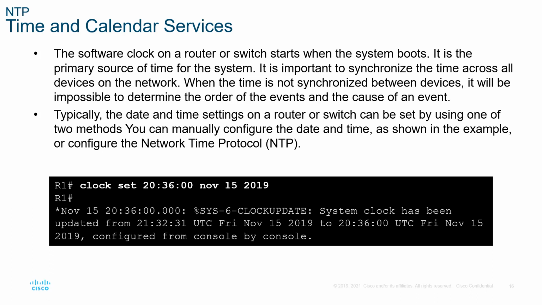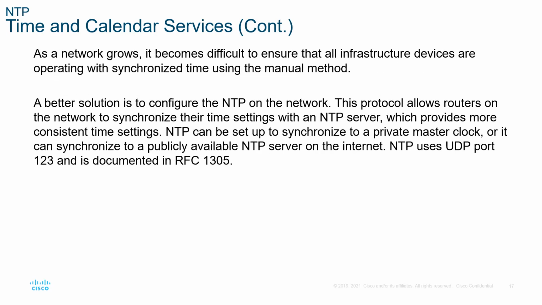You can manually set the clock and date per device. However, if you manually do it, and the devices run a little slower or a little faster, the synchronization of the time can be off. So as the network grows, it definitely becomes more difficult. A better solution is to use NTP and set up network synchronization so that the time management is set to an NTP server. This will provide a consistent time setting regardless of the device. NTP uses UDP port 123.